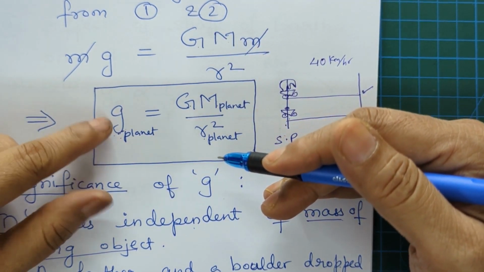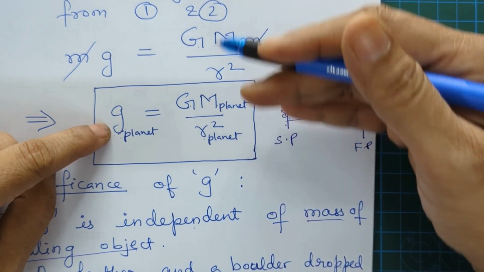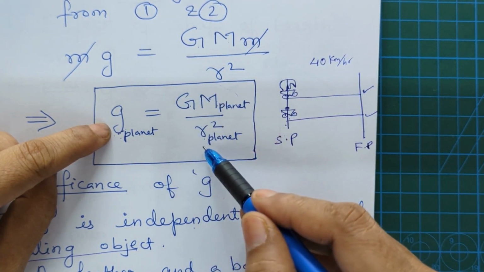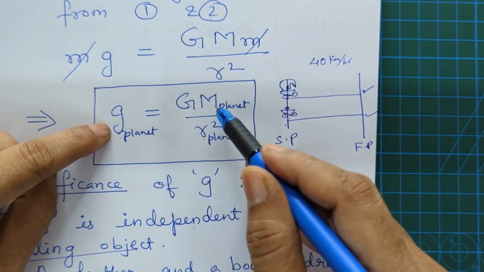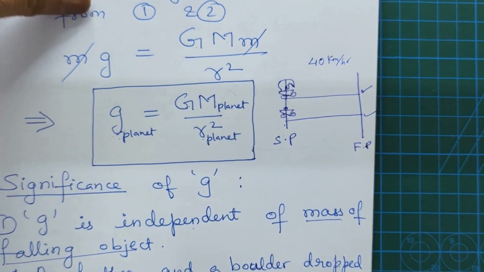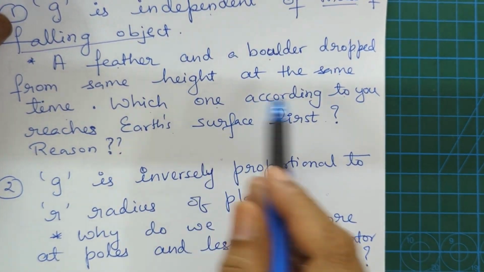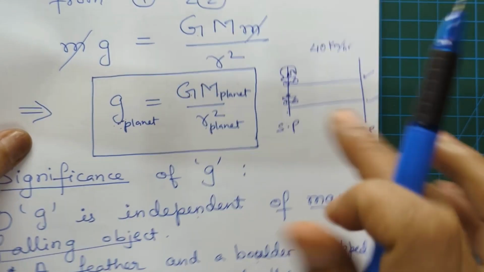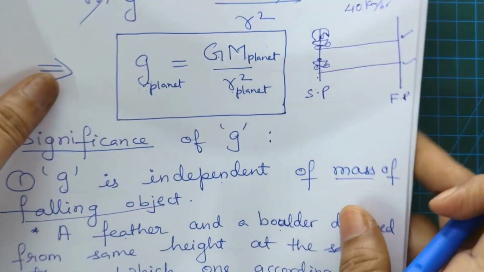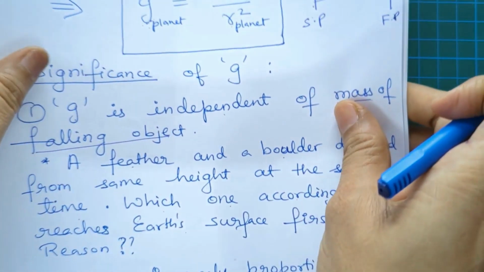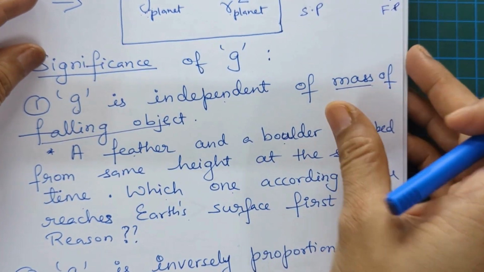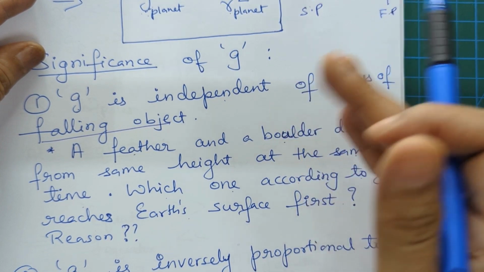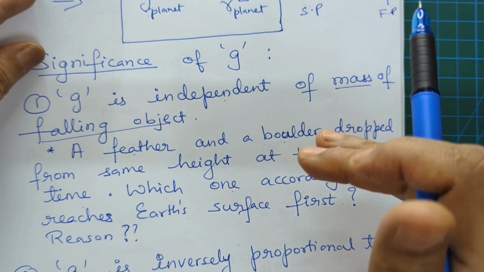And acceleration with which the falling bodies are falling has got nothing to do with the masses of the object. It depends upon a universal constant, mass and radius of that planet. So which according to us will reach the earth's surface first? According to this formula, acceleration produced in both the bodies does not depend upon mass of the falling body. So the big boulder and the feather in vacuum will reach the earth's surface together.